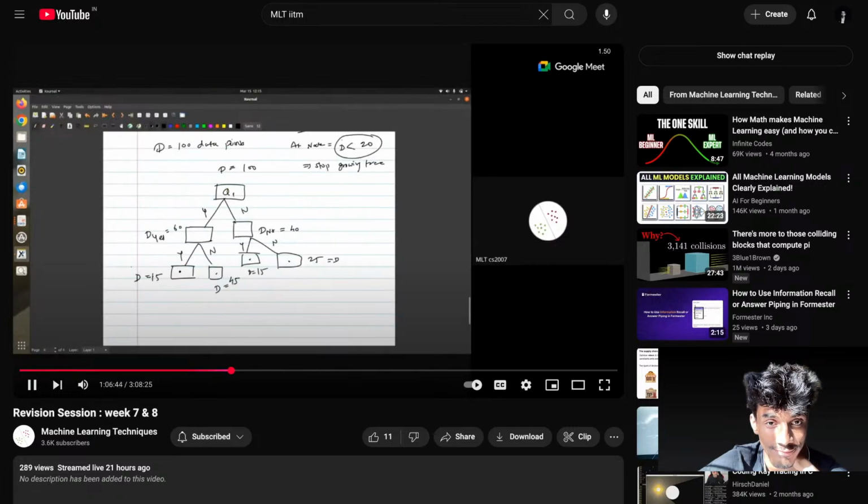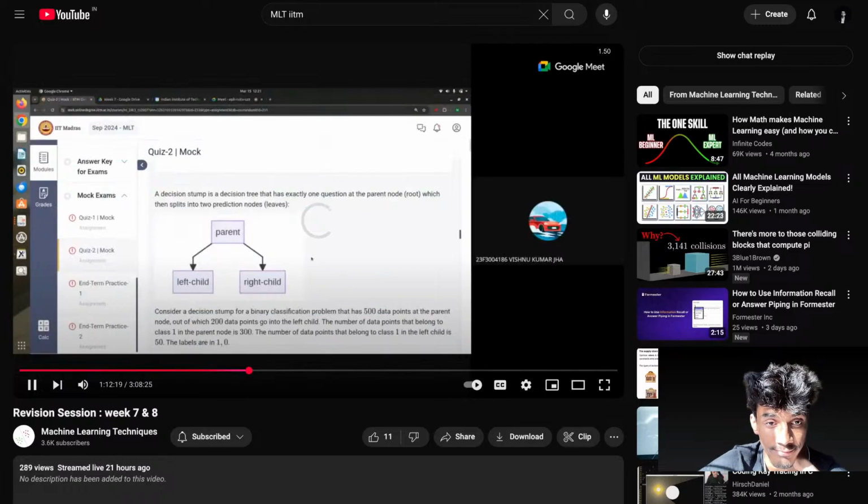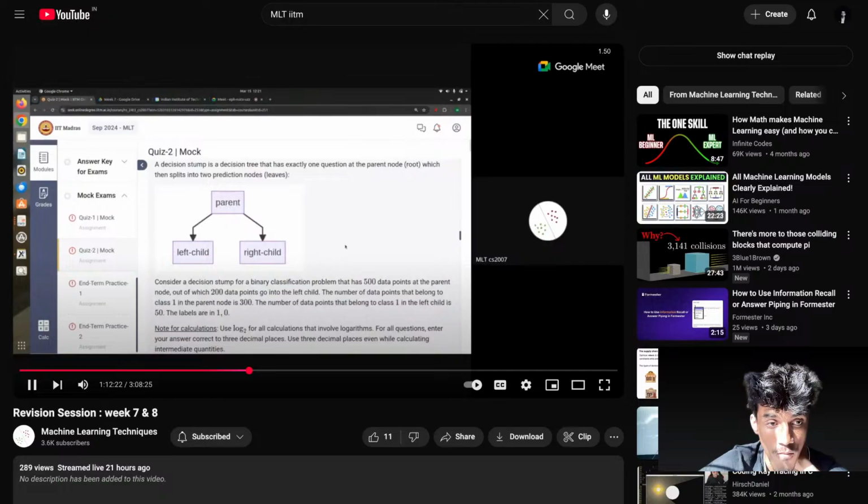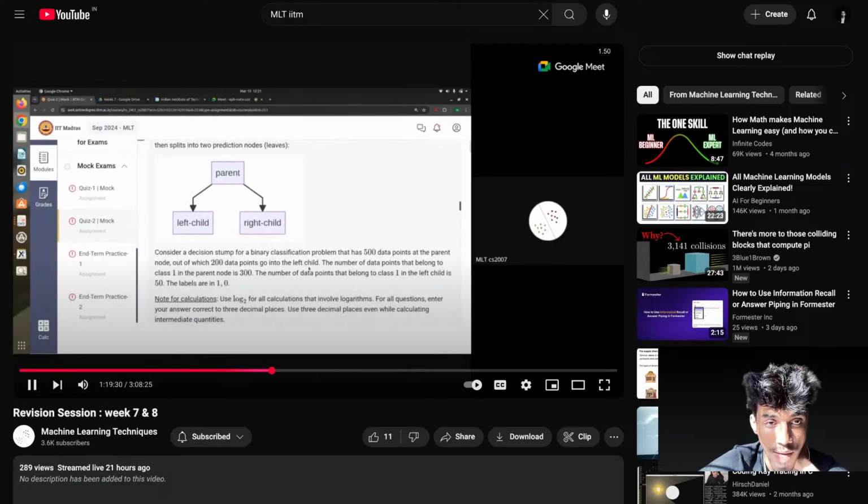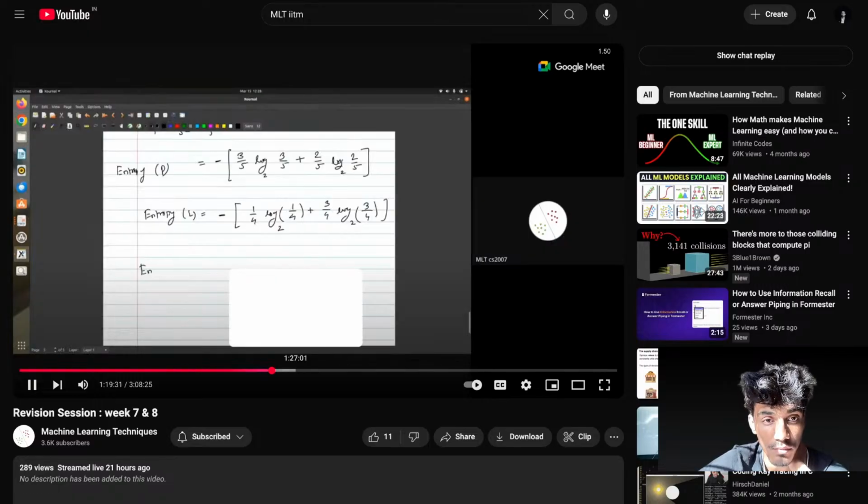A decision stump is a decision tree that has exactly one question at the parent node, which then splits into two prediction nodes. Okay. Consider a decision stump. Similarly, the entropy one.